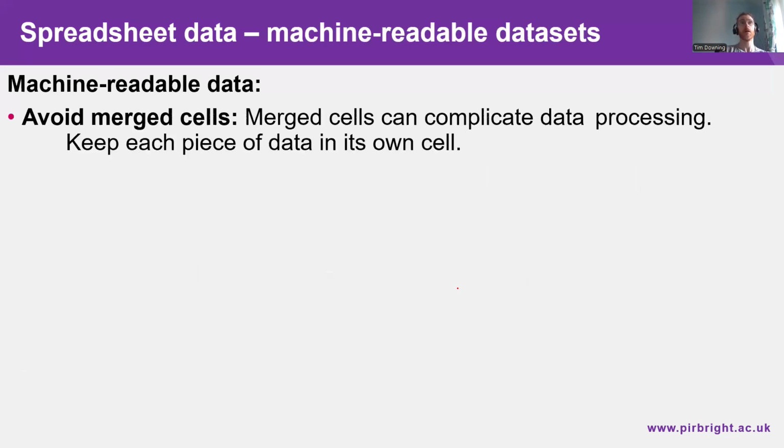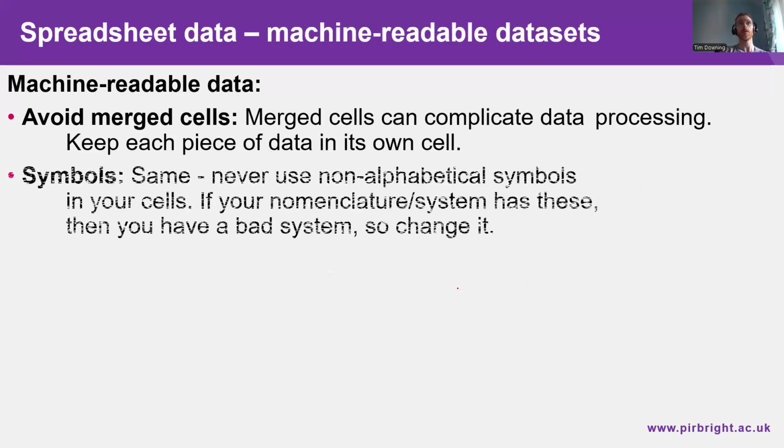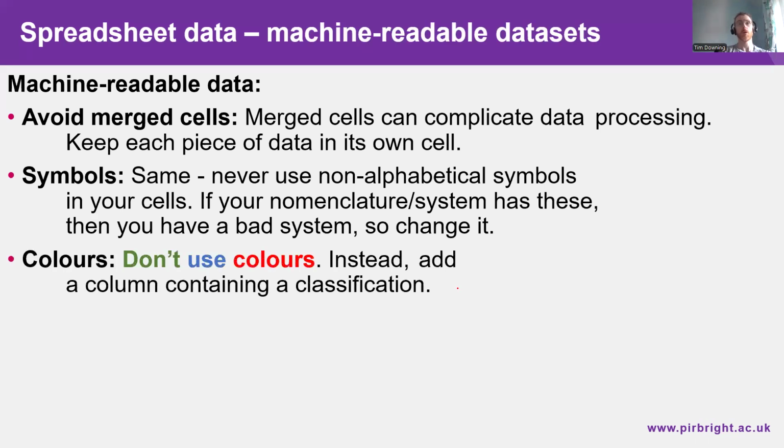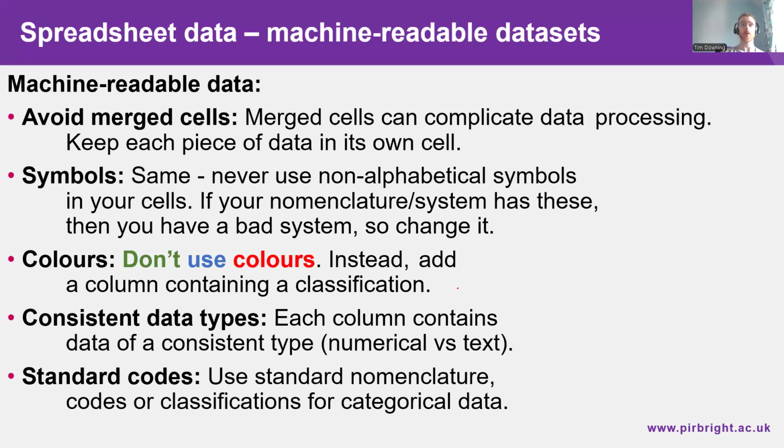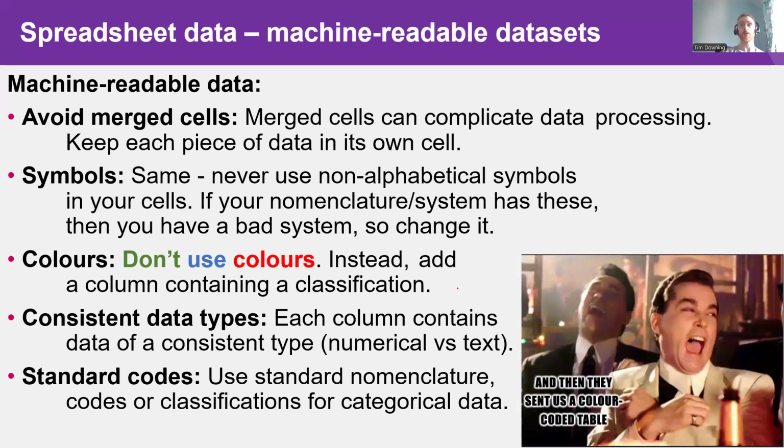So for machine readable data, we should try to avoid merging cells. Symbols, never use non-alphabetical symbols. That's not a data convention. Don't use colors in a column containing a classification, and use consistent data types. So each column contains one type of information, one type of data, either numerical, text or whatever, and use standard coding ways that are universally used. And think about this, that if you're using colors, then it's just easy to add on another column.